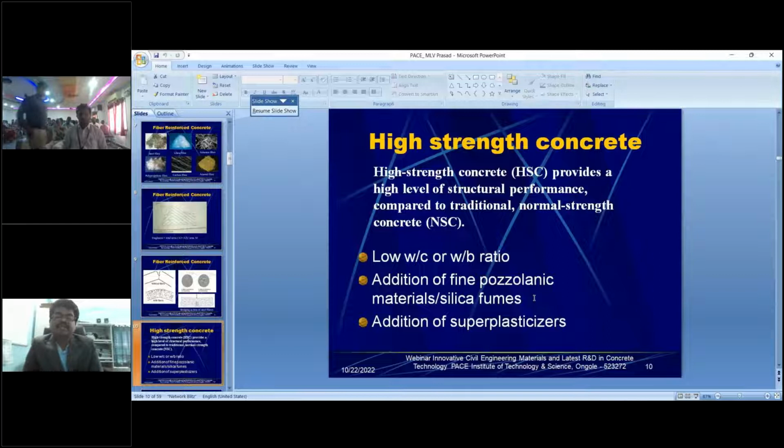Suppose I am constructing in New Mumbai, then definitely it is going to be G plus 50 or G plus 80. I cannot waste my land. So for that purpose, definitely I have to think about high strength concrete. In case of high strength concrete, obviously there are certain conditions. If I want to get a high strength concrete, I have to maintain a low water cement ratio, then add fine pozzolanic materials like silica fume, fly ash, GGBS, metakaolin, rice husk ash, like that. We have to add some pozzolanas to improve the pozzolanic activity and to get the high strength concrete.